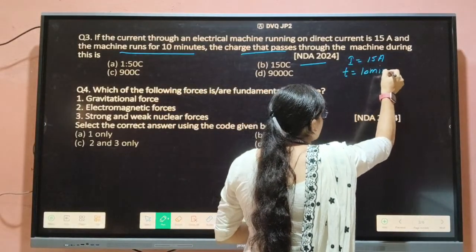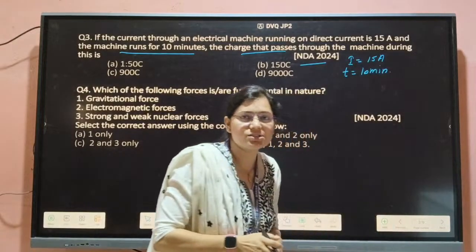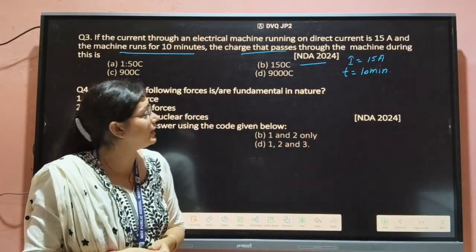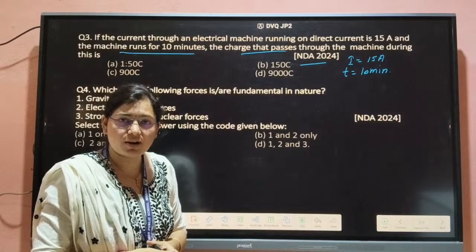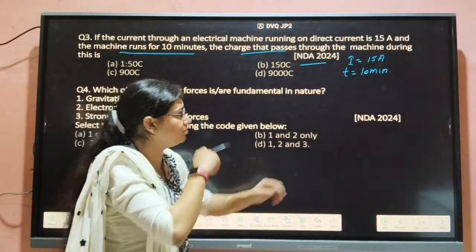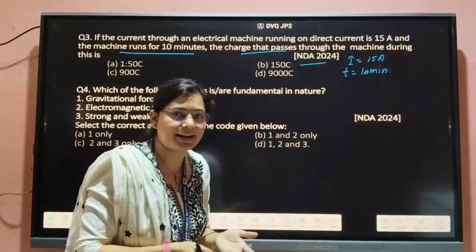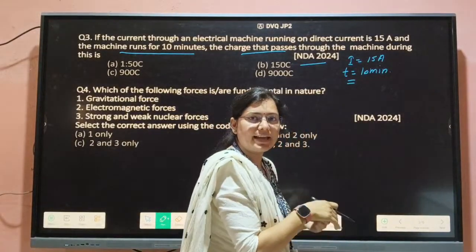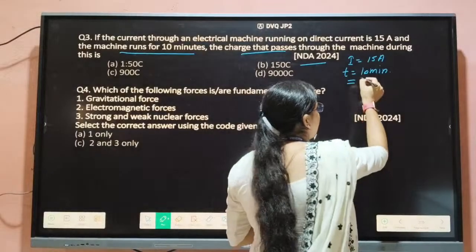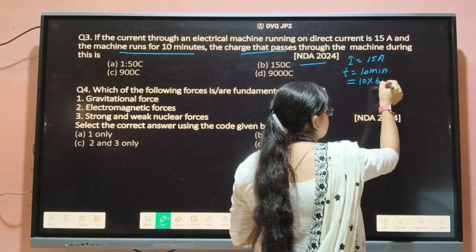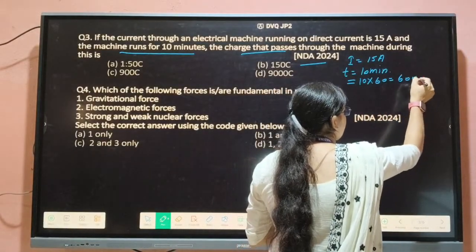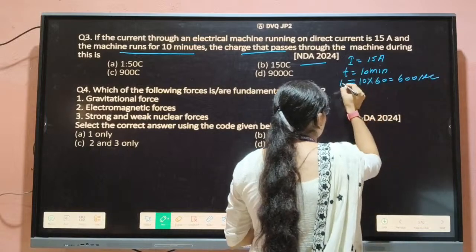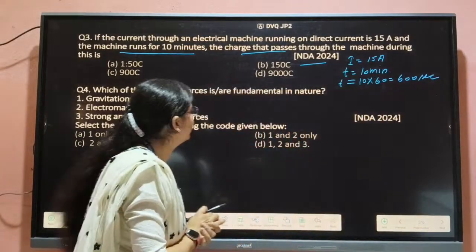So first we have to convert this into SI unit. Minute is not the SI unit of time. Then we have to convert it into seconds. So 10 minutes we can convert into seconds. Within 1 minute, 60 seconds. Then within 10 minutes, it will be 10 into 60. Then it will be 600 seconds. Time is our 600. Okay.